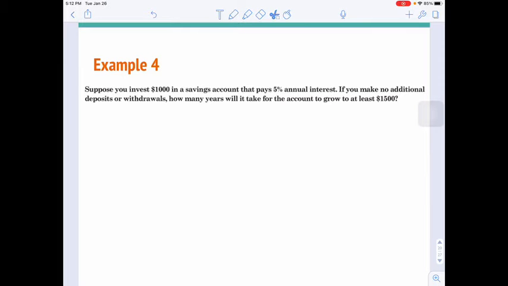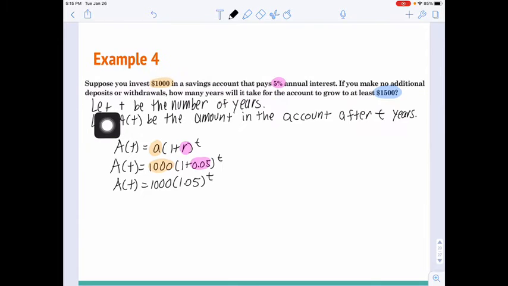Section 7.1, Example 4 says, suppose you invest $1,000 in a savings account that pays 5% annual interest. If you make no additional deposits or withdrawals, how many years will it take for the account to grow to at least $1,500? First, we will let T be the number of years, we'll let A of T be the amount in the account after T years, and we'll use the function again that we saw in the previous problem.